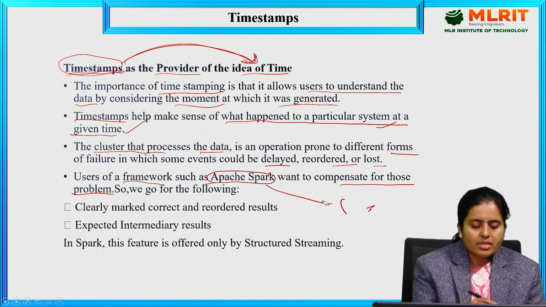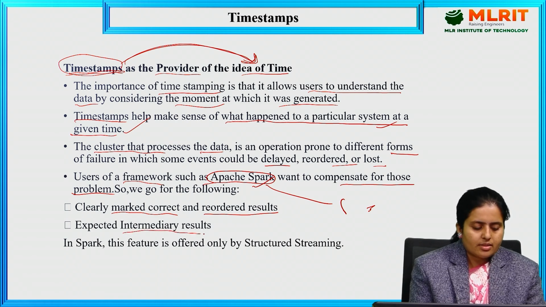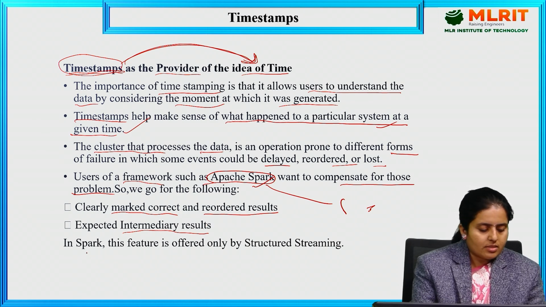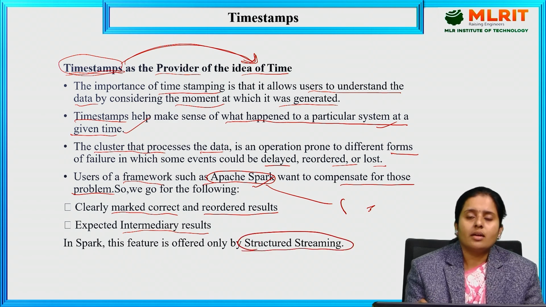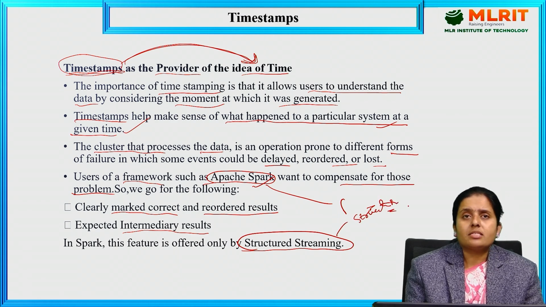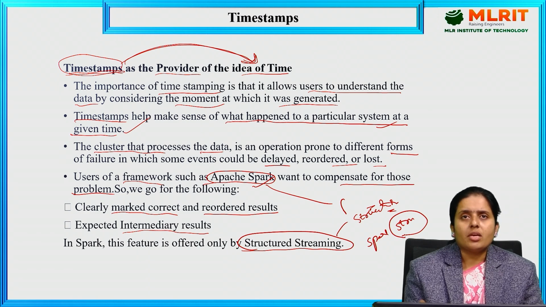By using the Apache Spark framework, we can clearly mark corrected and reordered results. We can mark clearly which are correctly ordered and which are reordered, and we can again predict expected intermediate results. In Spark, this feature is offered only by structured streaming. In Apache Spark we have two types of streaming: Spark streaming and structured streaming. So this is possible only with the structured streaming concept.